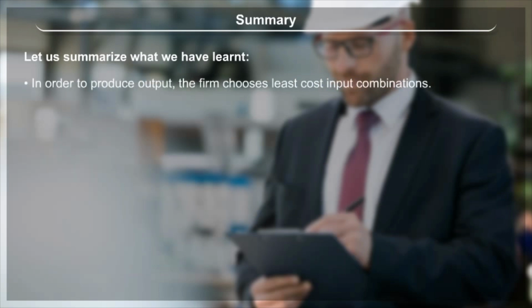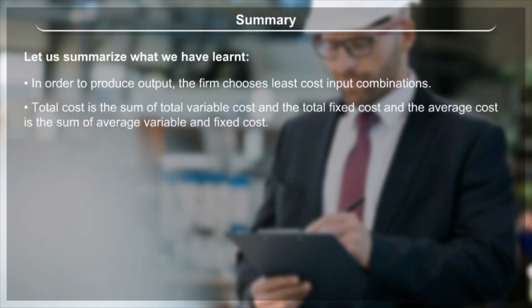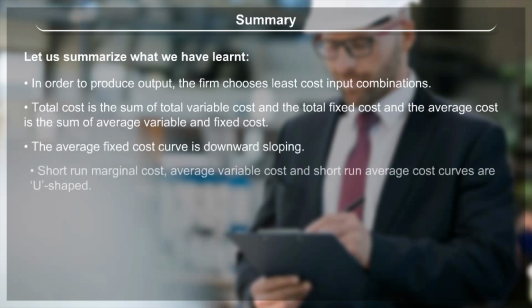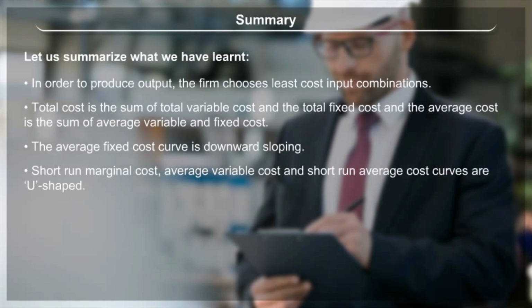In order to produce output, the firm chooses least cost input combinations. Total cost is the sum of total variable cost and total fixed cost, and the average cost is the sum of average variable and average fixed cost. The average fixed cost curve is downward sloping. Short-run marginal cost, average variable cost, and short-run average cost curves are U-shaped.